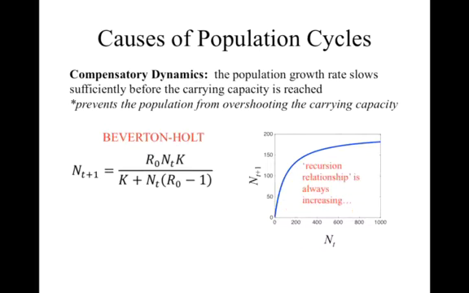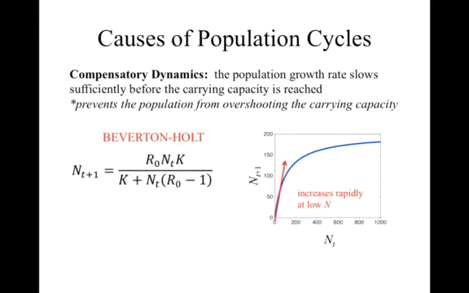And when this is true, we say that this is called a recursion relationship. A recursion relationship relates the number of individuals now to the number of individuals next year. When that is always increasing, we say that that recursion relationship is always increasing, and that's when we get compensatory dynamics.